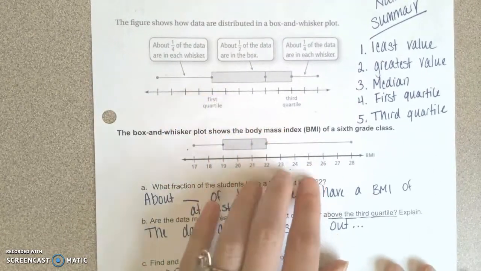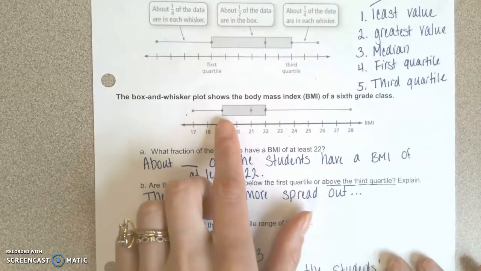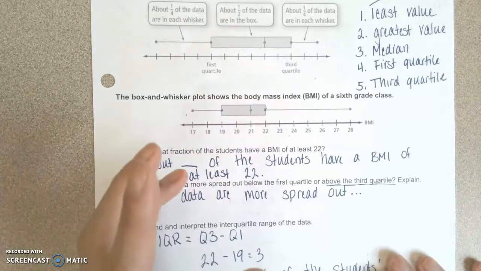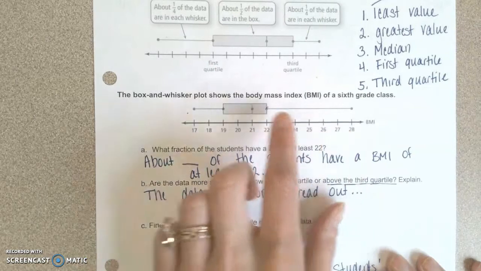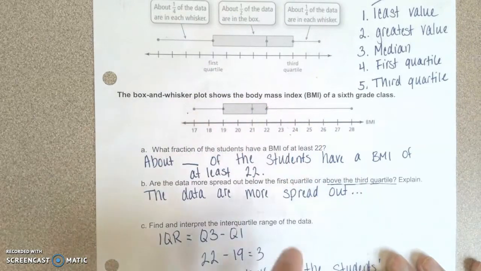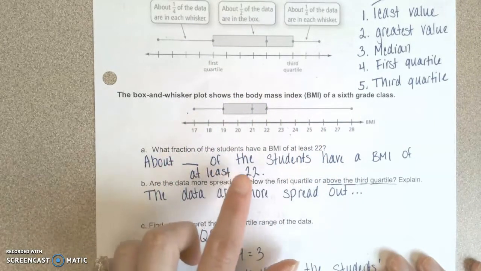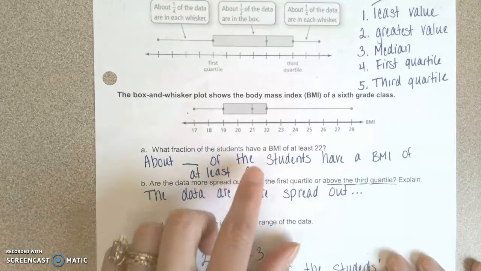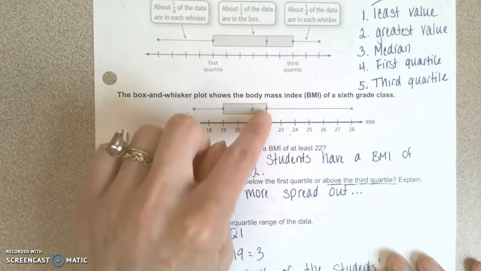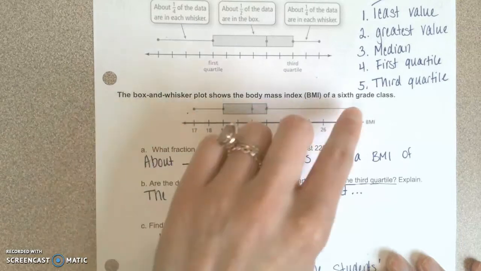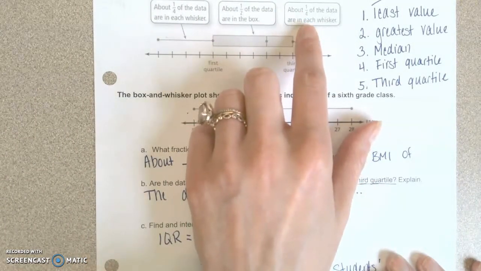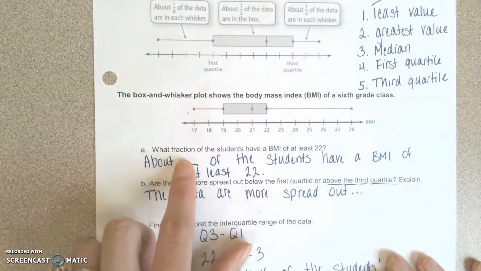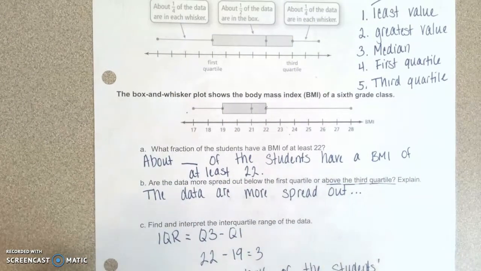So if we look at this example down here, we have a box and whisker plot that shows the body mass index, or BMI, of a 6th grade class. So we can see it goes from 17 to 28. Here's our interquartile range. So what fraction of the students have a BMI of at least 22? Well, here's my 22, so this is the 3rd quartile. So from here to here, that whisker, well, we know a whisker is about 1/4 of the data. So about 1/4 of the students have a BMI of at least 22.